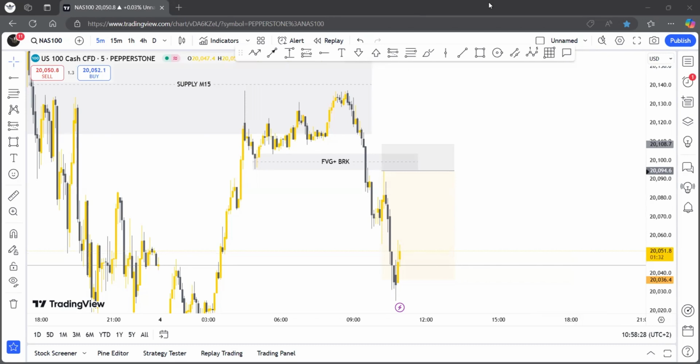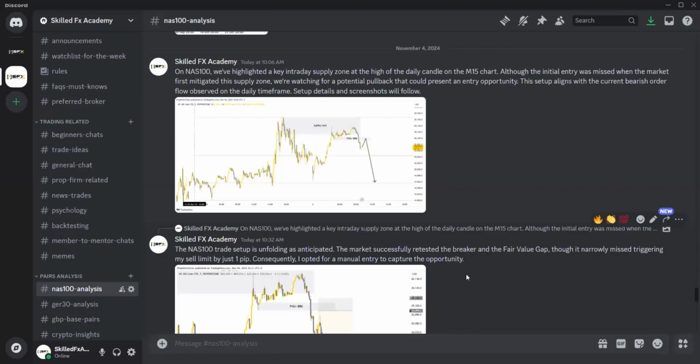It is a paid Discord, but I am going to show you what we're cooking in there. I did send this setup. It hit take profit in less than 30 minutes. So that's how fast it was. Some of my students unfortunately missed it because it was so fast. But we keep on getting a lot of trade setups.